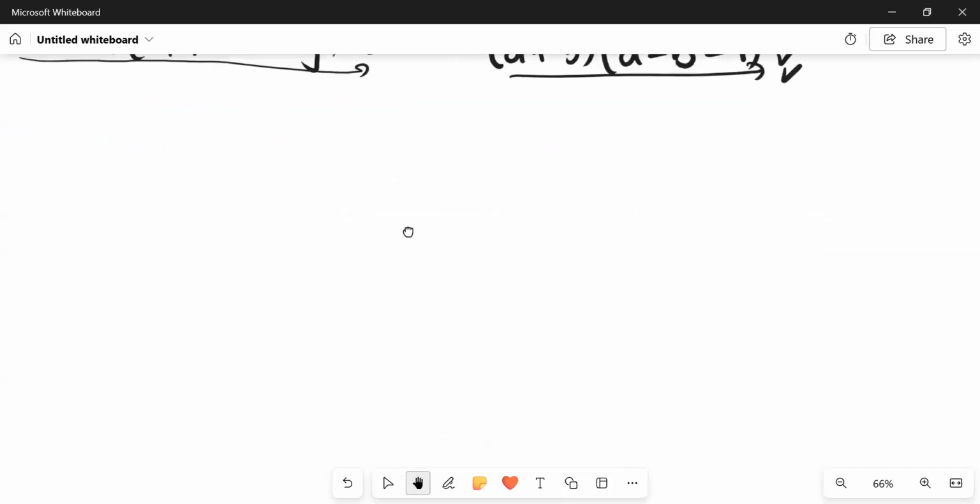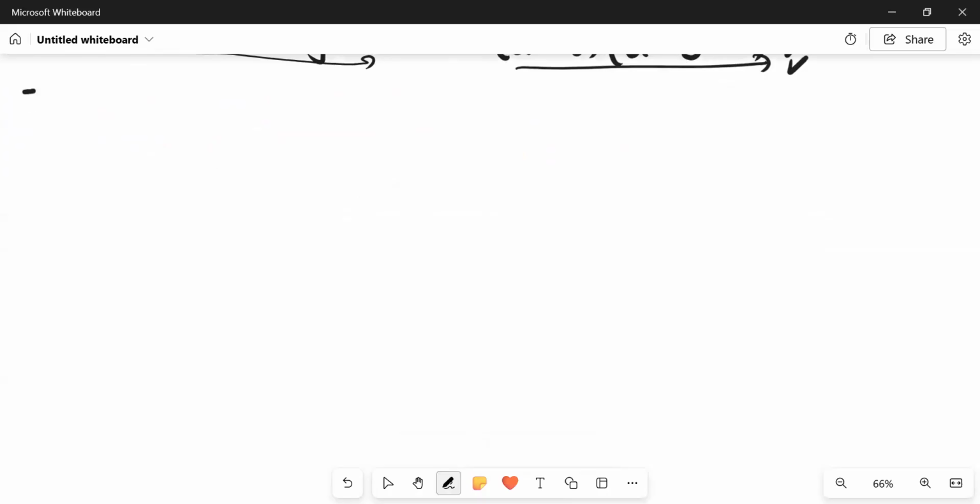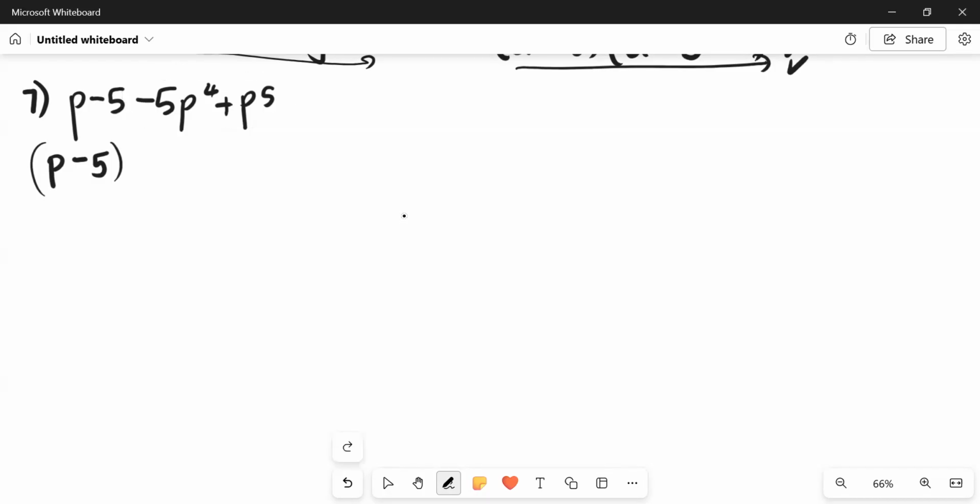Let's move to example 7. For example 7, they're giving us P minus 5 minus 5P to the power 4 plus P to the power 5, right? First step here, I can see that this is just a bracket P minus 5. So let me try and get to P minus 5 using this. So how do I go about getting to P minus 5?